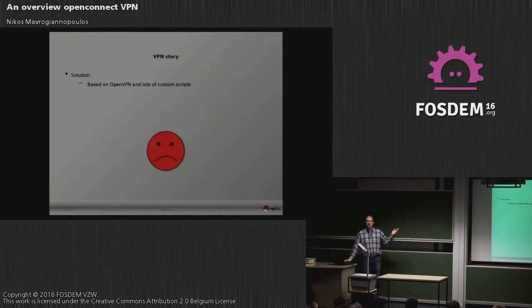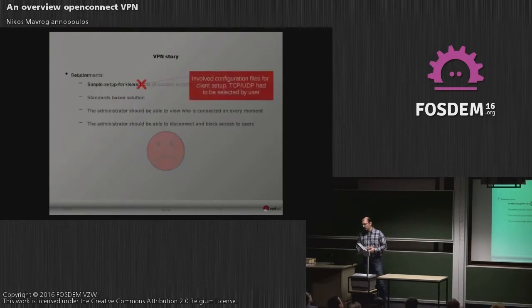I was not very happy with the end solution. So, I will try to explain to you why. Because we set these requirements, and we wanted a simple setup for users, for example. However, with OpenVPN, we needed really complex configuration files to be downloaded by the user. And the user also had to select between TCP and UDP in a way that was not really understandable. I mean, as a user, I want to connect to the VPN. I don't care if it uses TCP or UDP, I just want it to work. Automatically detect what is best for my setup.